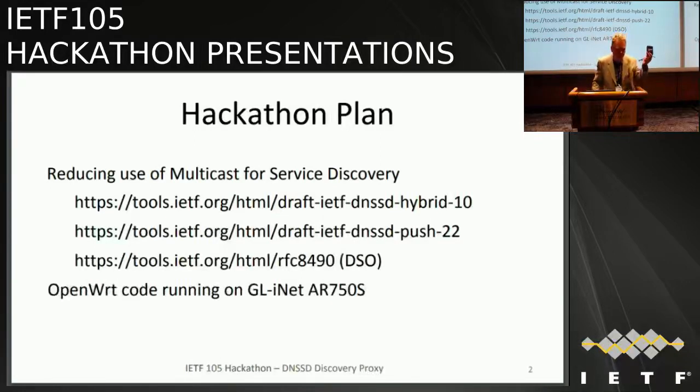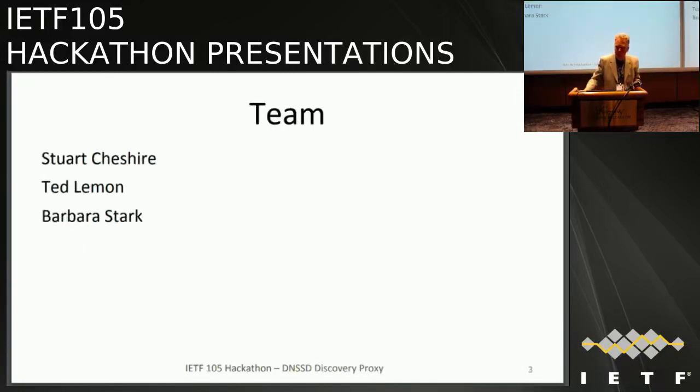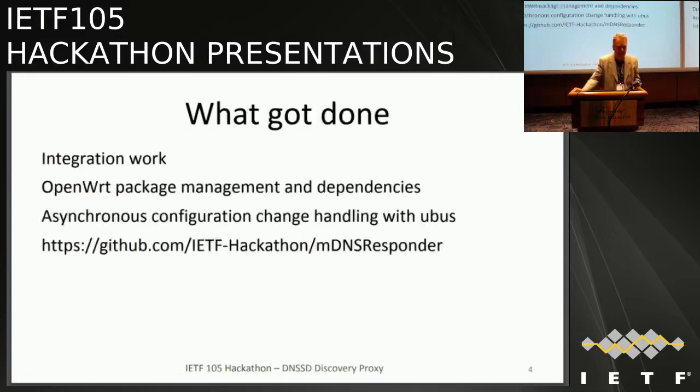We've been building code for OpenWRT, running on these little GL.iNet AR750S pocket gigabit routers. I was here working with Ted, and Barbara joined us. Thank you, Barbara. We did a bunch of work with integration, OpenWRT package management, dealing with asynchronous change notifications with ubus to really polish this code. This is all available on the IETF Hackathon GitHub, and we now have pre-built packages. You can download it yourself and run this, and in about 5 minutes have your own discovery proxy running at home. Thank you.